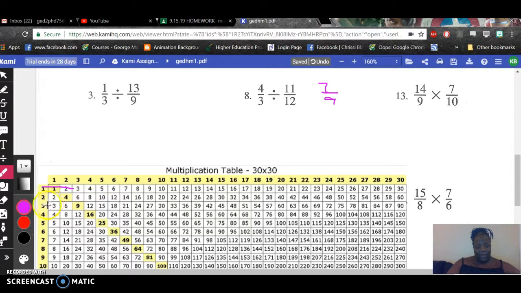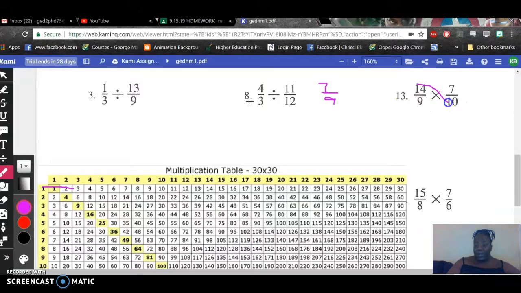Let's look for 7. In the third row, is there a 7? No. Fourth row, there's still no 7. Fifth, there's no 7. Sixth, there's no 7. Seventh row, you have a 7, but you don't have a 9, so that's not going to work either. And you can start seeing a pattern. There are no more 7s. Since there's no more 7s, this can't possibly reduce. So leave the 9 and the 7 alone.